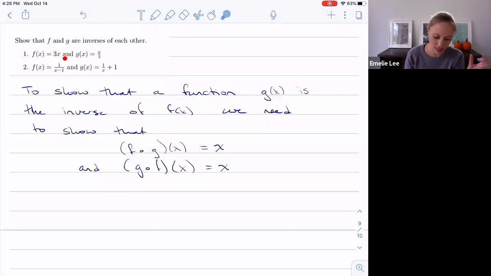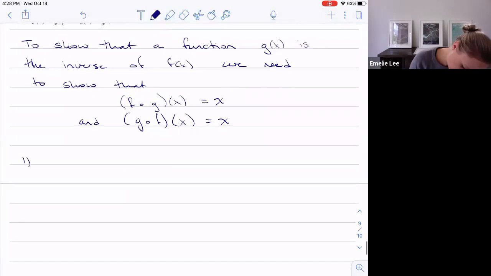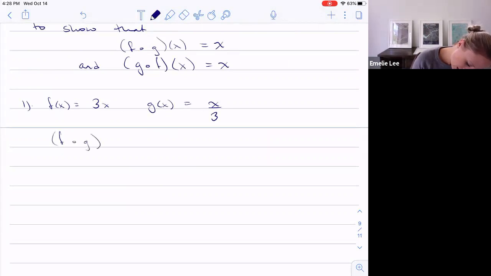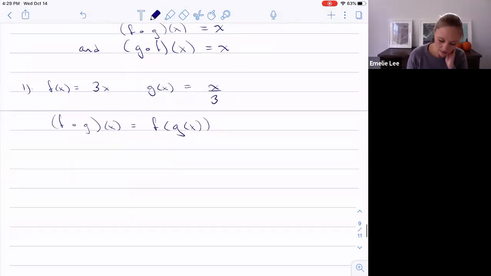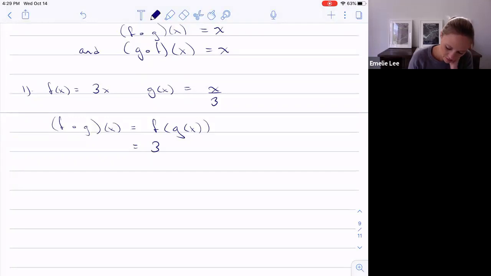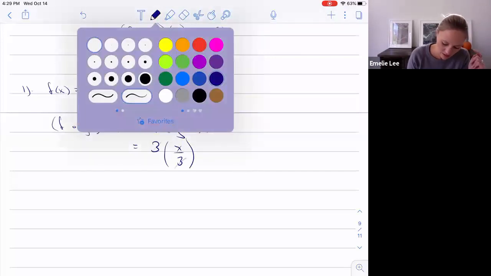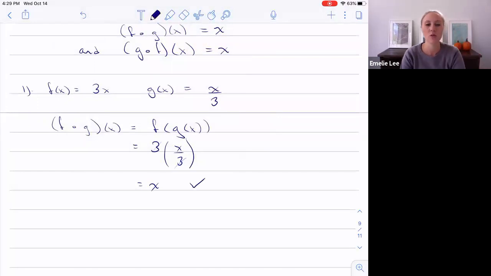So if f of x is 3x and g of x is x over 3, then f composed with g of x is f of g of x. Now f of x is 3x, but instead of x, I'm going to have x over 3. You can keep using the g of x in there, but it's just 3 times g of x, and then you replace the g of x with x over 3. Here, of course, 3 over 3 cancels, and so you get x, which checks out.